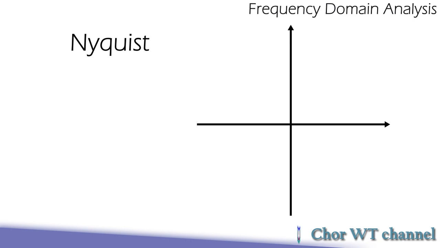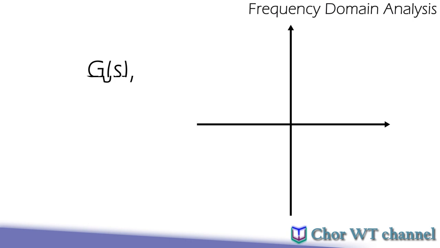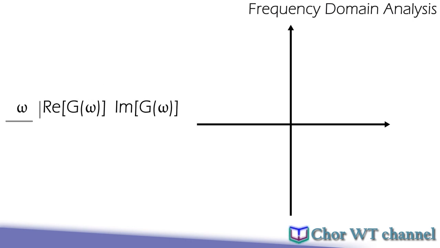Okay, next we move on to the Nyquist plot. The Nyquist plot is different from the Bode plot, whereby the Nyquist plot looks into how the system changes in response to a change in frequencies. We will consider our G(s), which we are going to convert to G(jω). The G(jω) will then be broken into a real part and an imaginary part in terms of frequency.